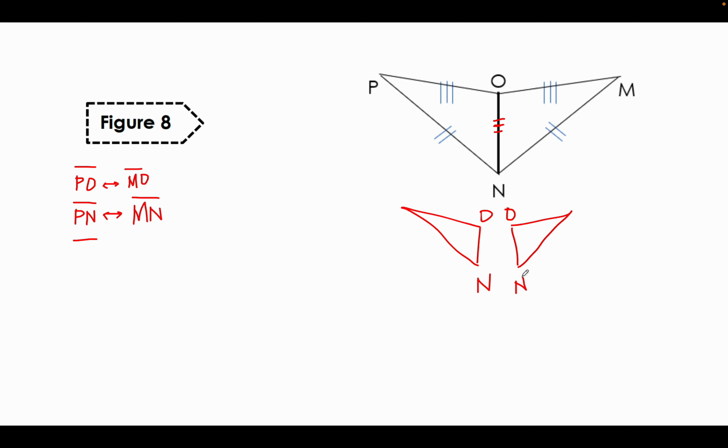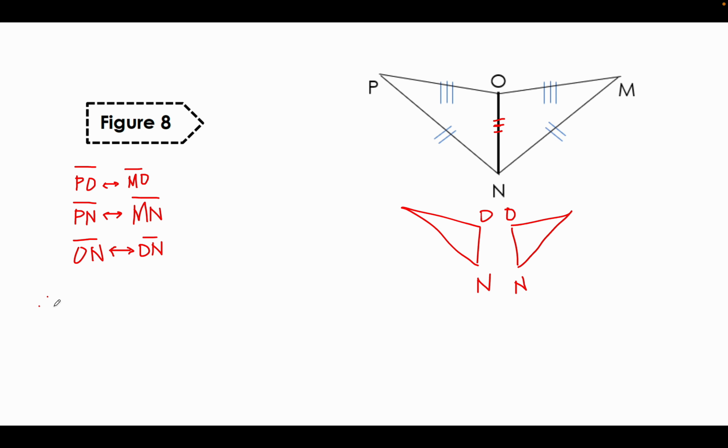Natandaan nyo? What property is that? Is it reflexive, symmetric? What property? Reflexive property. That is reflexive property, meaning anything is equal to itself. So line segment ON corresponds to the side itself, kasi parehong side sila, common side. Okay? So therefore, three sides are congruent now.